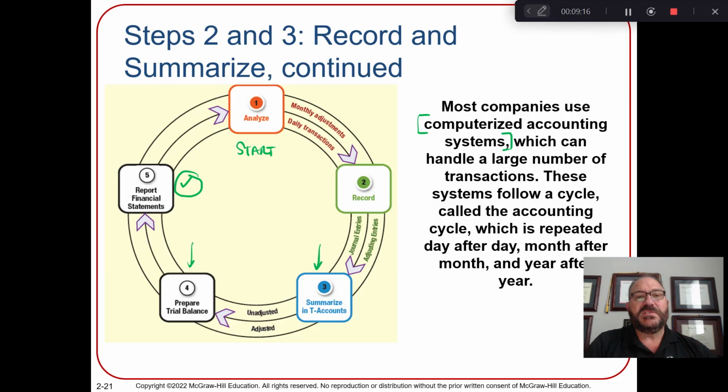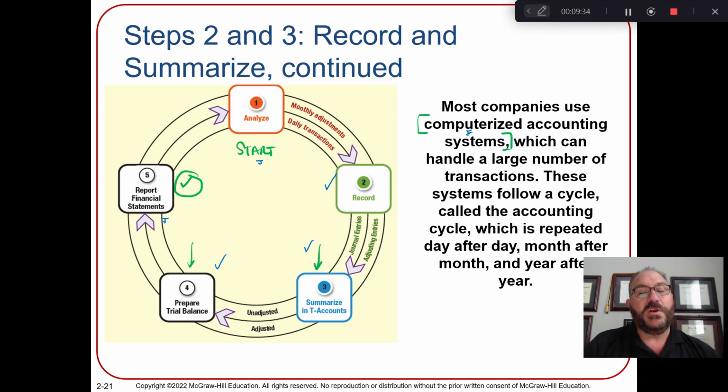So remember, this is what we're talking about. We analyze, then we record, then we summarize in these T accounts, then we prepare a trial balance, and then we do the financial statements once we make sure everything balances. This is called the accounting cycle. Now, like it says here, most of the time it's computerized.